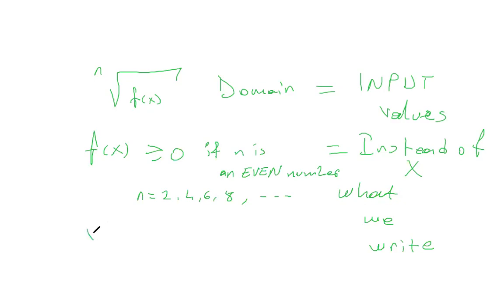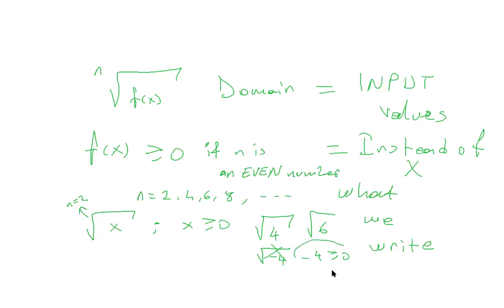So, square root of anything, for example, x. If I say x must be greater than or equal to 0, why? Here, n is 2. It means that 4 is okay. It means that 6 is okay. But it means that negative 4 is not okay. Why? Is negative 4 greater than or equal to 0? No. Okay?